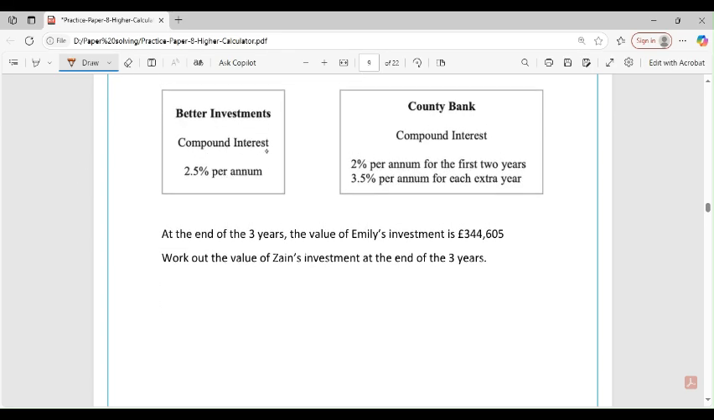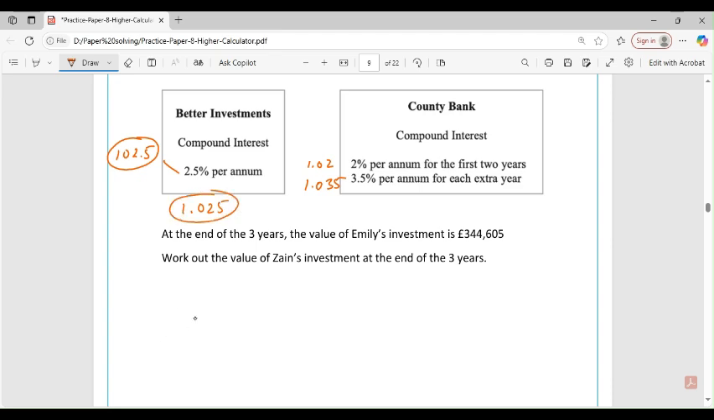So straight away we do the simple calculations and see that the 2% per annum means this is going to be 1.02, and this is going to be 1.035. Always and always add whenever there's an increase. So this is going to be 102.5, and this is going to be 1.035, 0.025.